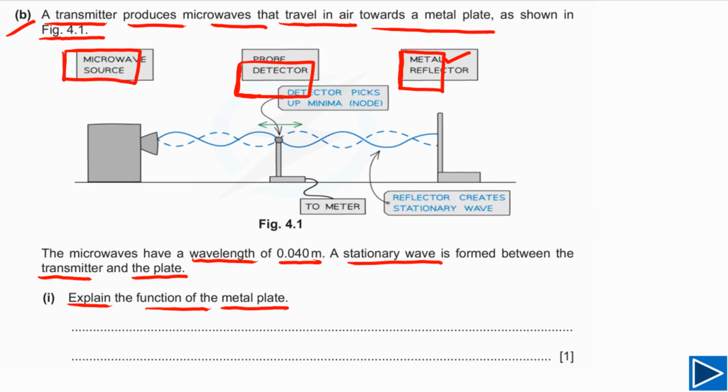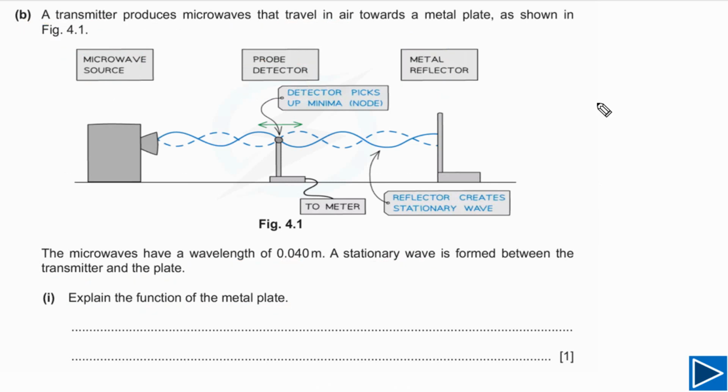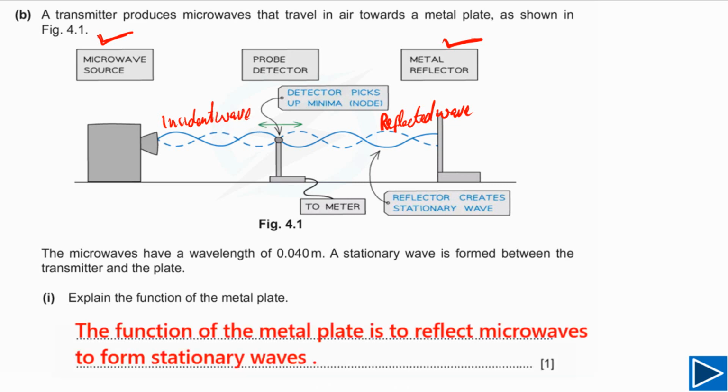If you look at this one, I have already drawn here. This picture is very clear to see how stationary waves are formed between the metal plate and the microwave source, or you can say the microwave transmitter. The function of this metal plate is to reflect microwaves. So this wave is the reflected wave and this one is the incident wave. Here is the final answer. So this is how you can write down your final answer for this question.